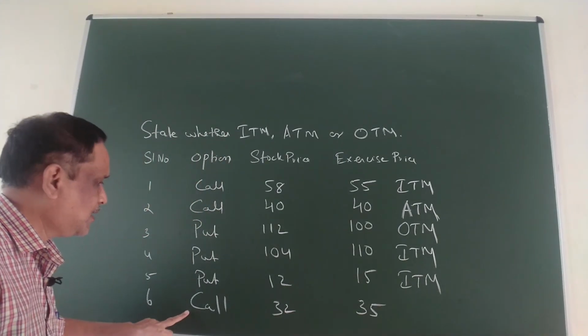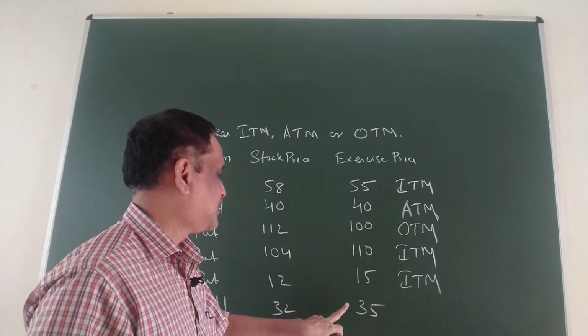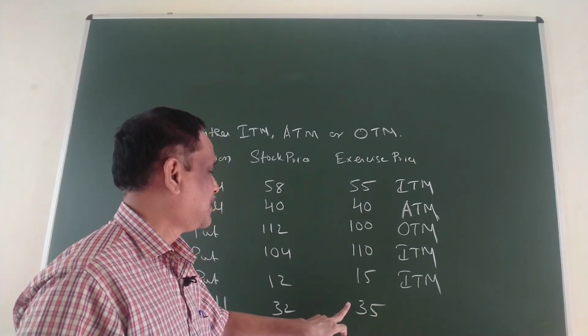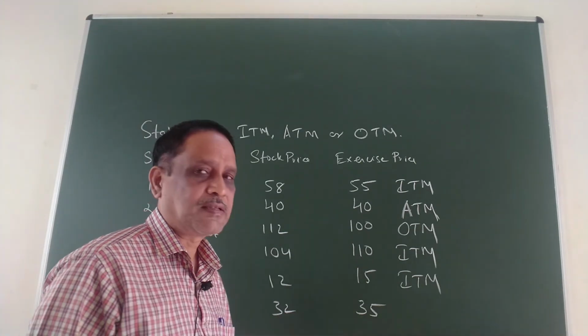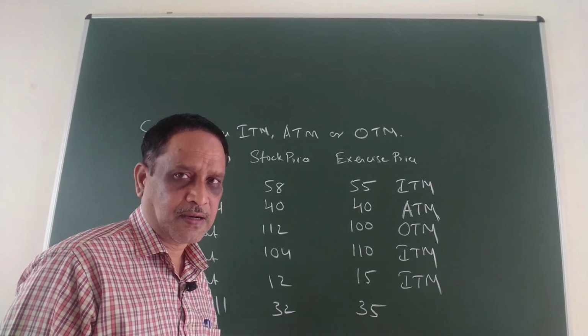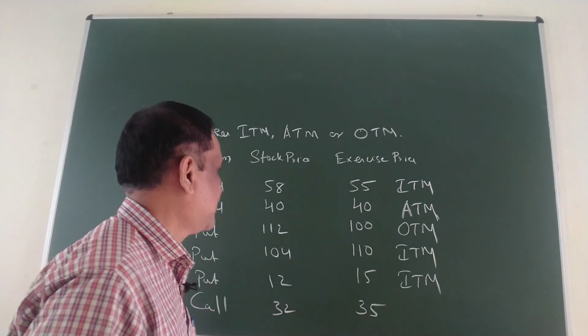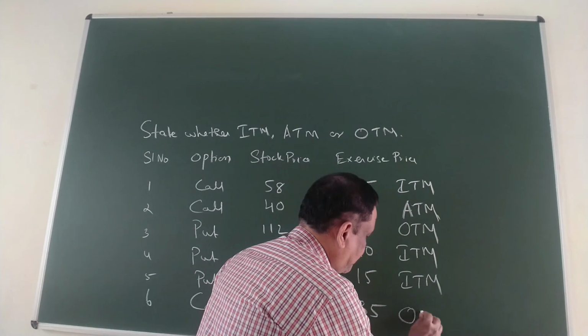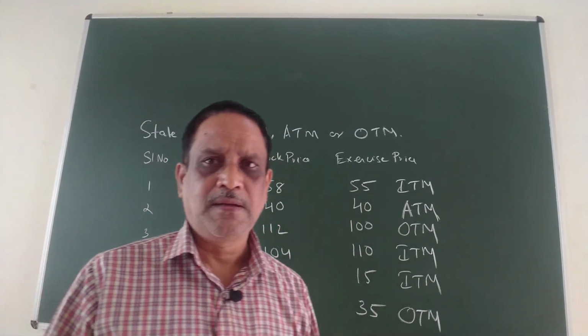And the final one, share price is 32, exercise price is 35. It has no value because the exercise price is higher, the share price is lower, and it is a call. So it is again an out of the money option. Okay, so let us see the next problem.